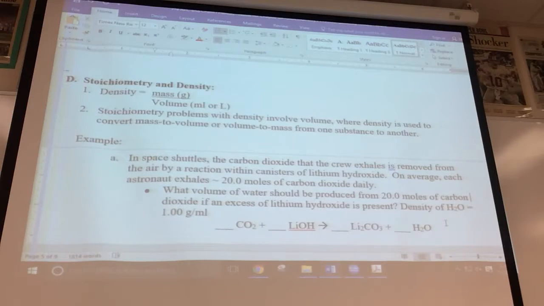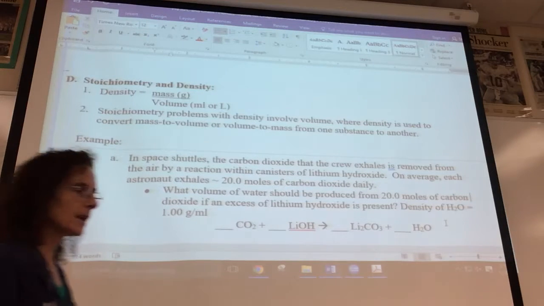So density we know is mass in grams over the volume, typically in mils, but sometimes in liters. If they ask for the volume of the substance at the end and they don't specify the units, whatever the volume unit in the density that's given is what you should use to make life simple. If you need to do a conversion, please remember that 1 liter is 10 to the third or 1,000 milliliters, because that can come in handy too.